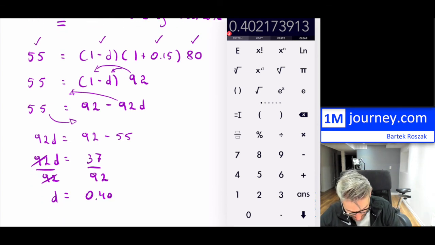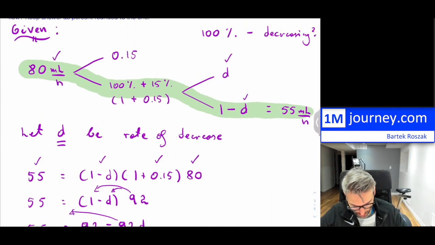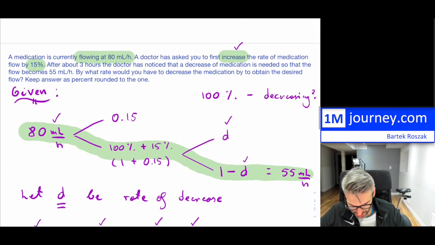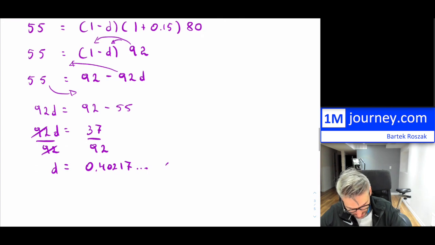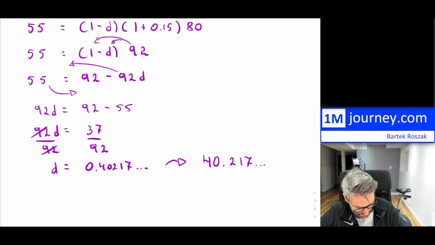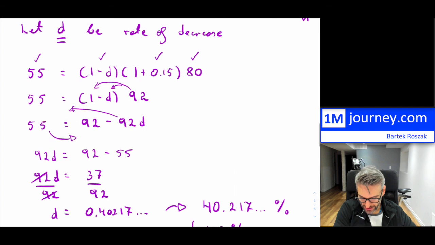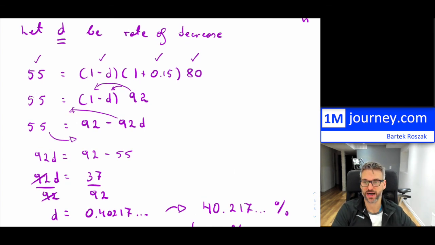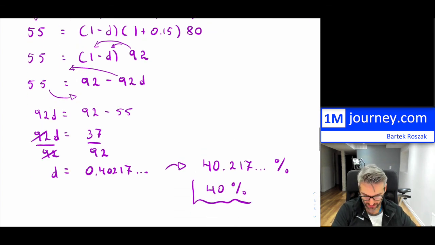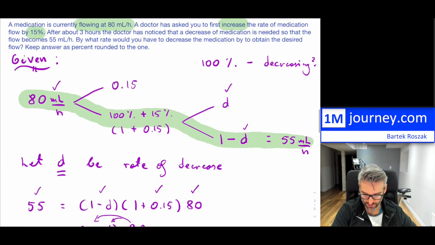That's 0.40217 and so on, in decimal form. Round the percent to the ones. If you convert this to percent, it's 40.217 and so on percent, but rounded to the ones, it's just 40%. So it looks like we had to decrease the medication by 40% in order to bring it down to 55 milliliters per hour. And this is how you can set it up and solve this problem.